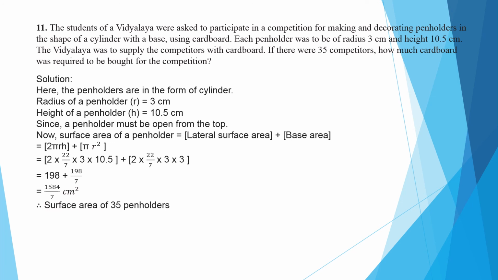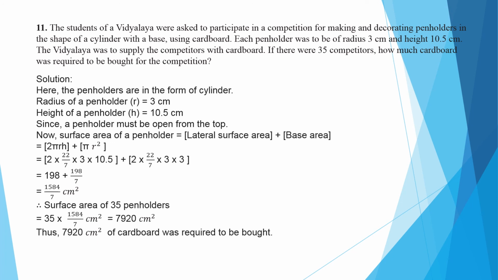Now we need to supply to how many students? 35. So the surface area of 35 pen holders is equal to 35 multiplied by 1584 divided by 7. On calculation, we are getting 7920 centimeter square, which is the cardboard required for the competition. So till this it is clear.